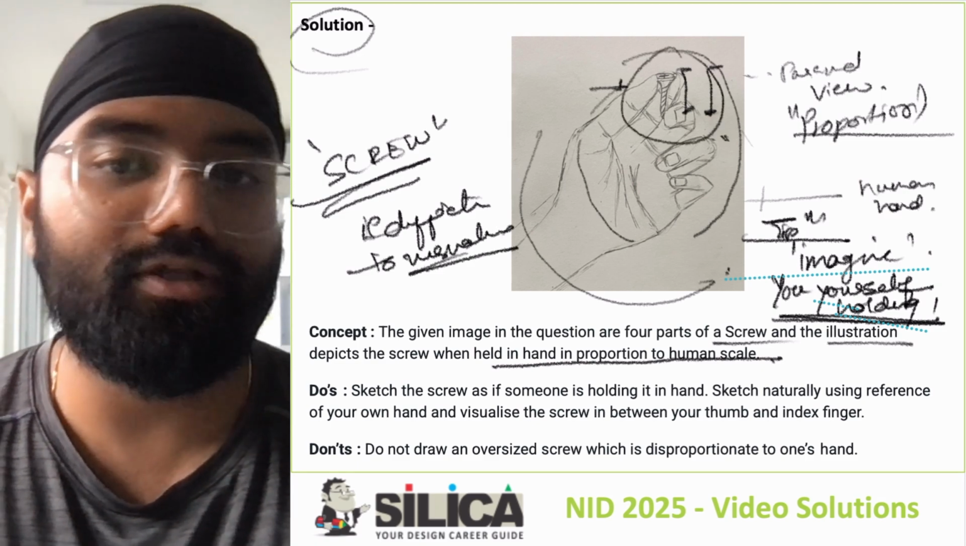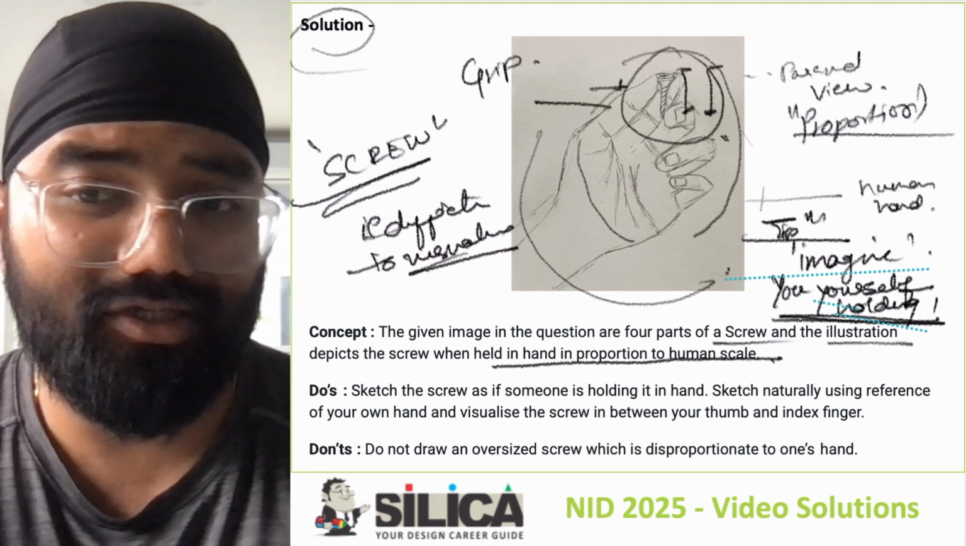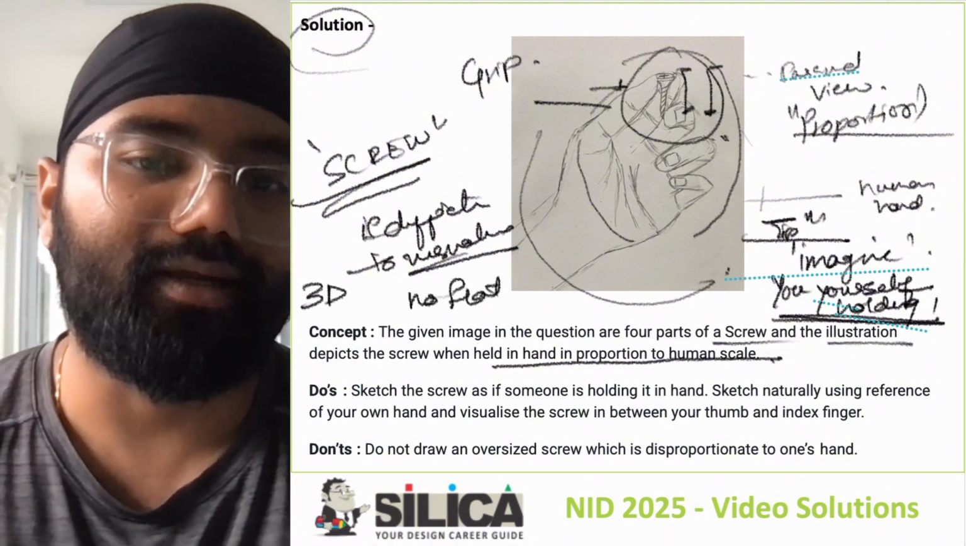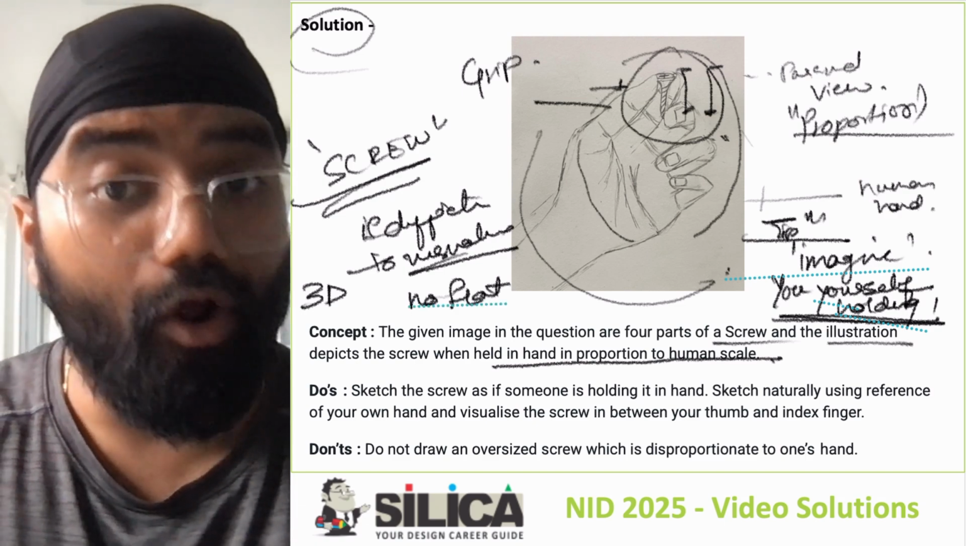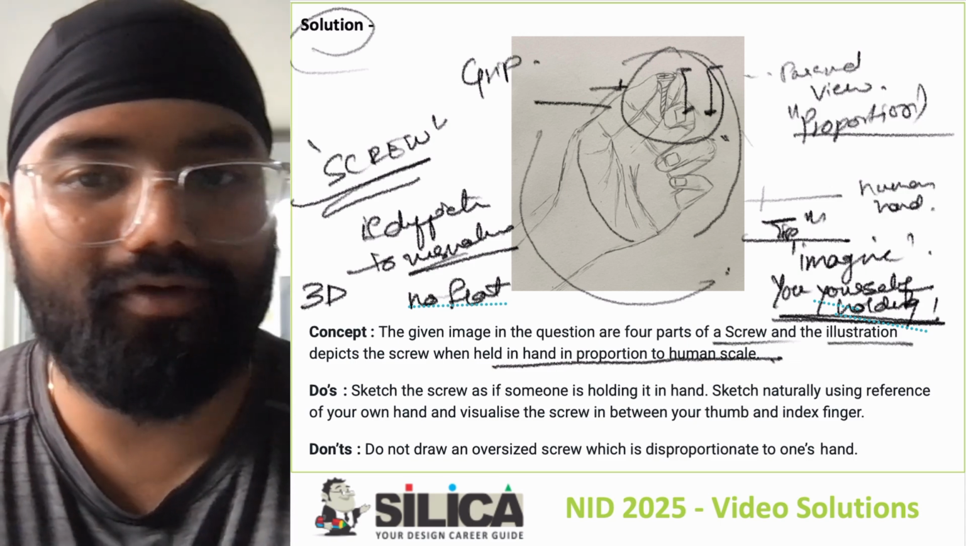And at the same time, you also need to make sure that the grip looks very natural. It should be in a 3D volumetric format. It should not look like a very flat and very simple type of sketch. Also, what not to do over here is don't draw a floating screw in the air.